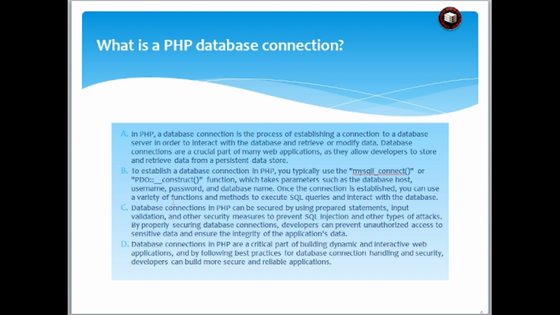PHP database connection. A database connection is the process of establishing a connection to a database server in order to interact with the database and retrieve or modify data. Database connections are a crucial part of many web applications as they allow developers to store and retrieve data from a persistent data store.